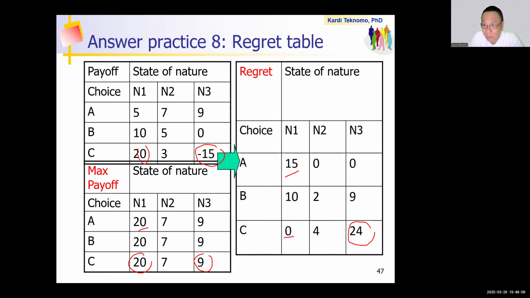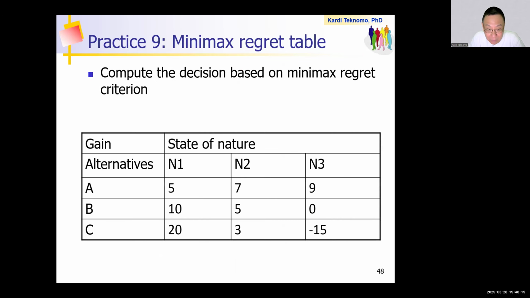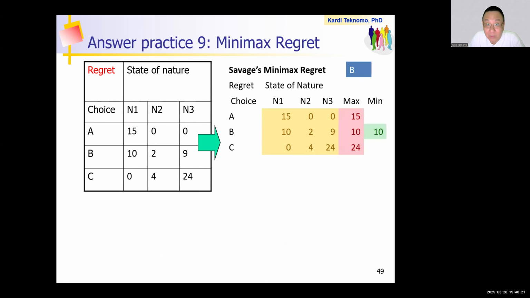Okay. Once you have the regret, what you will do is minimax regret. So here is the value. You get the regret this way. Then you minimax, so max first. You max from here. It's 15, and this one is 10. This one is 24. And then you get the minimum. So the argument of this is B. So the decision is B. Clear or not? Is it too fast?